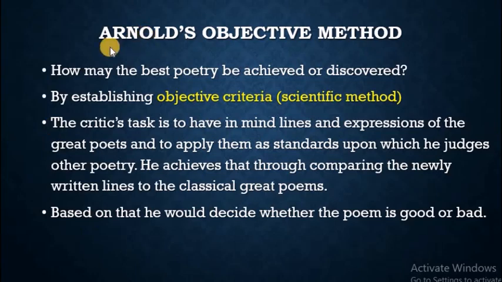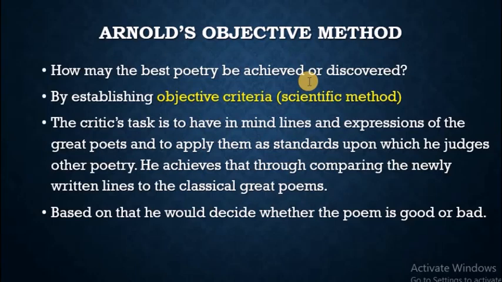Another thing which is also related to Arnold is what we call the objective method. And by the way, this is related to our introduction in the beginning of the Victorian Age. How may the best poetry be achieved or discovered? Okay, so now I am a critic, and I want to follow the method of Arnold in criticism. How should I do that? What is the method according to Arnold?